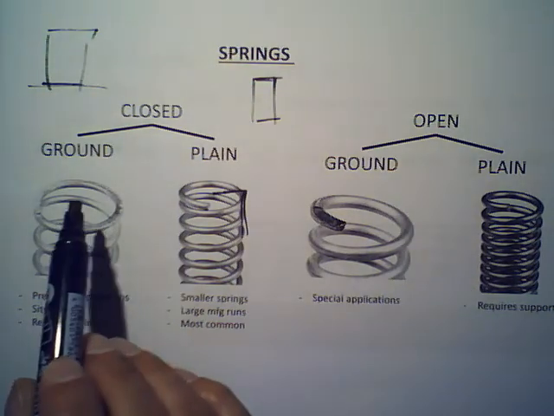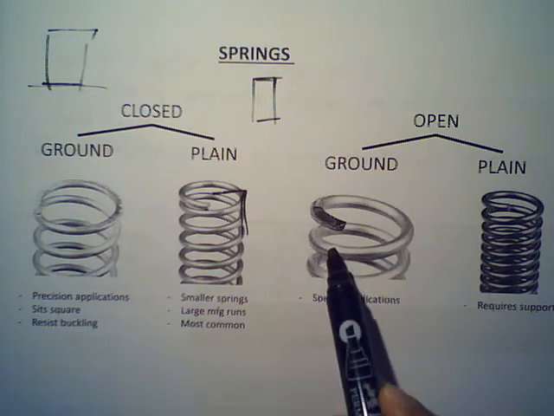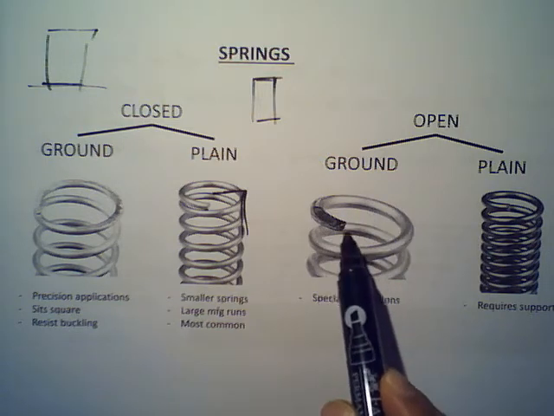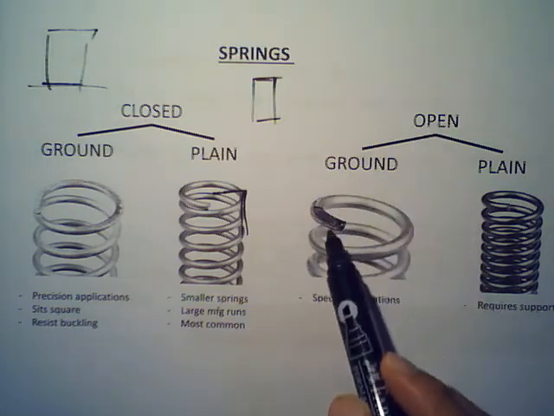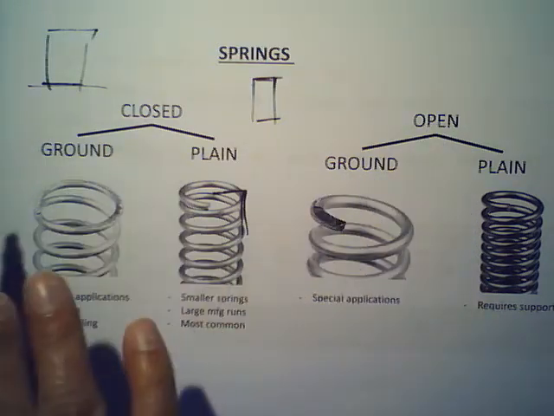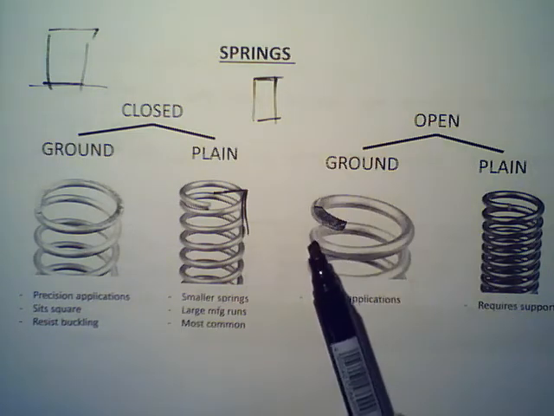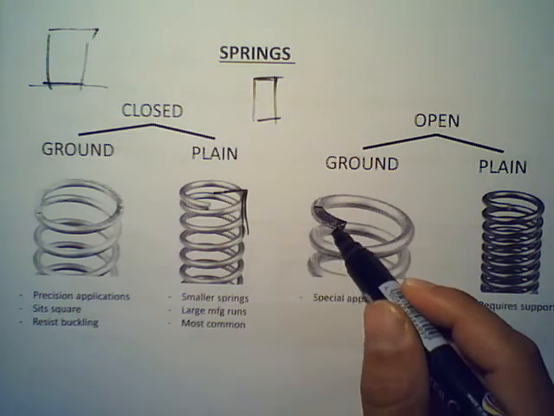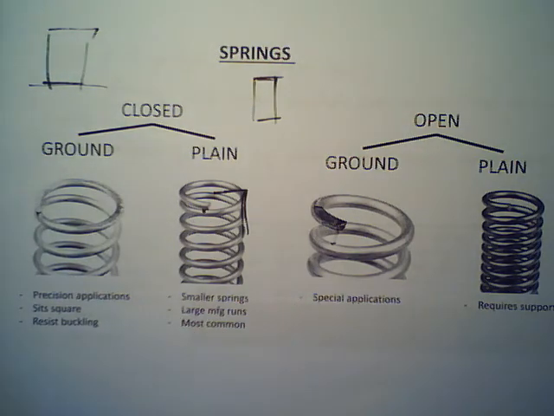So this is closed and ground, and closed and plain, and then the last thing is open. For open springs, the last turn is not bent. Open and ground means you simply cut it, right? When you cut it, you end up with that surface. So this is open. Why? Because the last helix is open, not closed. Here it's closed because this guy is closed, that guy is closed here, right?